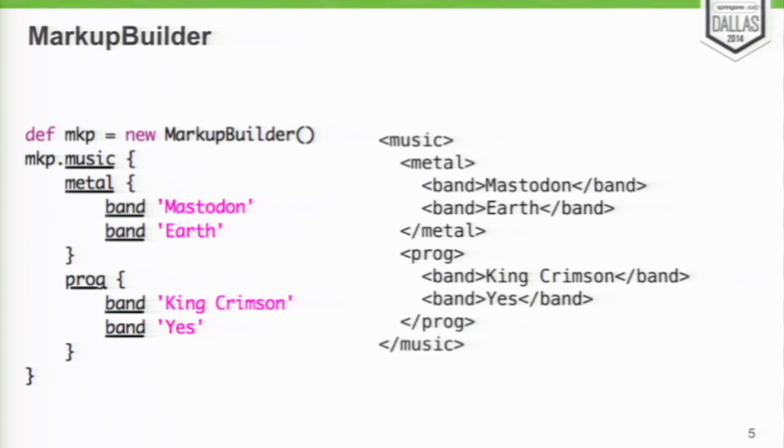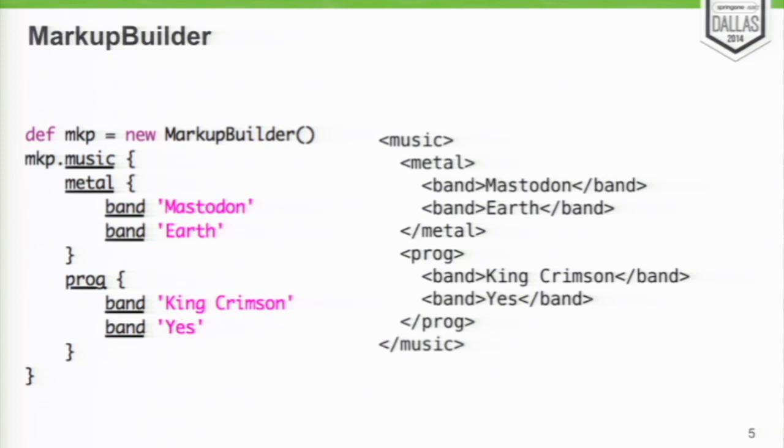Then the method missing will look at the argument and recognize that it's a closure, and it will invoke that closure. But before invoking the closure, the method missing has to set the delegate on that closure to be this, meaning the MarkupBuilder itself. Because when the closure is executed, the first thing it does is invoke the metal method, which doesn't exist. So the delegate needs to be in place to intercept that method call so we can carry on with processing. When that happens, the MarkupBuilder assigns itself to be the delegate of the closure and then executes the closure.